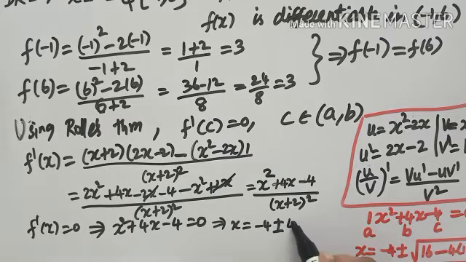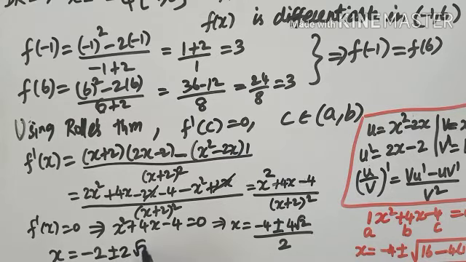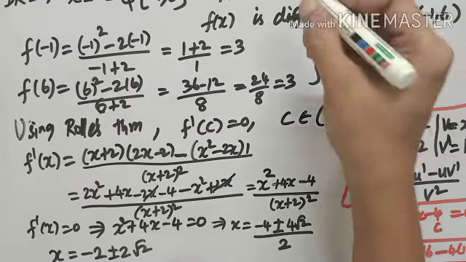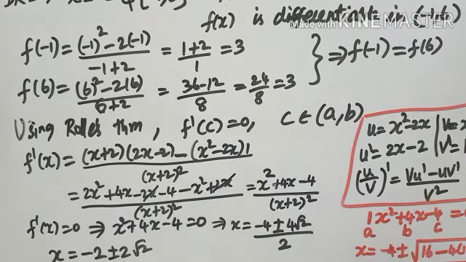32 can be written as 4 root 2, divided by 2. Cancelling all the 2s, we get minus 2 plus or minus 2 root 2. Now check whether this answer belongs to the given interval.